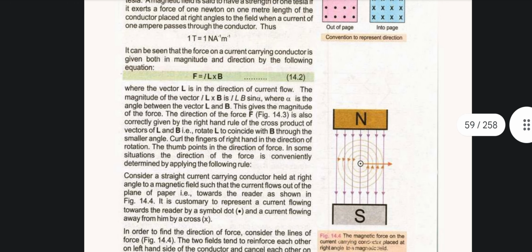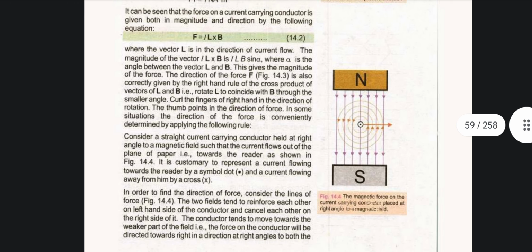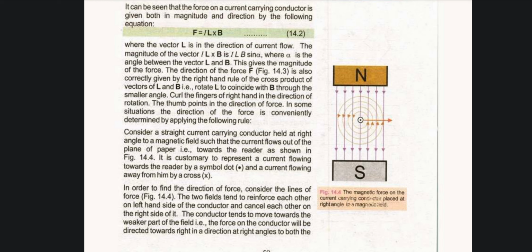It can be seen that the force on a current carrying conductor is given both in magnitude and direction by the following equation: vector F is equal to I vector L cross vector B, where the vector L is the direction of the current flow, and the magnitude of the vector IL cross B is ILB sine theta, where alpha is the angle between the vector L and B. This gives the magnitude of the force. The direction of the force F is also correctly given by the right hand rule of the cross product of vectors L and B. For example, rotate L to coincide with B through the smaller angle. Curl the fingers of the right hand in the direction of rotation. The thumb points in the direction of force.